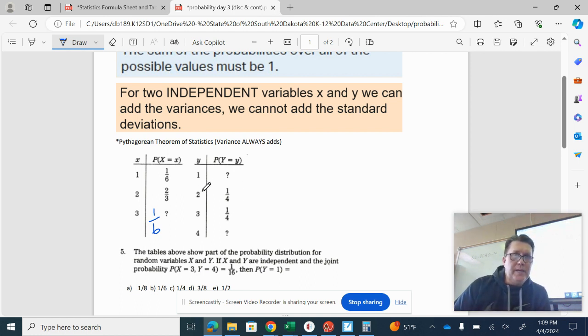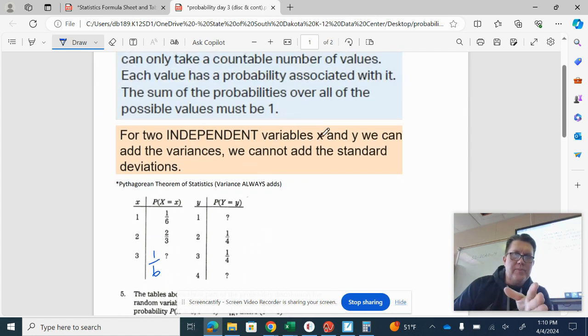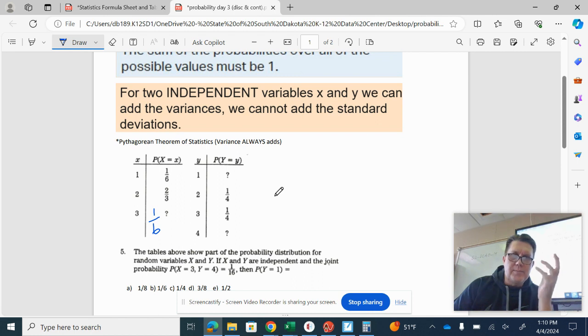So with the table above, first of all, we can figure out the probability of a 3 in this group. Over here, we have difficulty. We're not going to be able to figure out probability 1 and probability 4. But we understand for two independent variables, x and y, the variance always adds. We can't add the standard deviation, something to remember here.